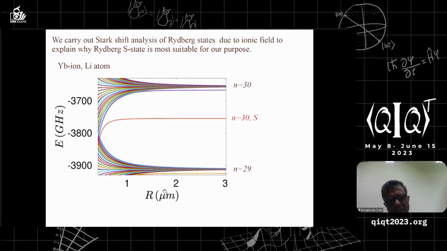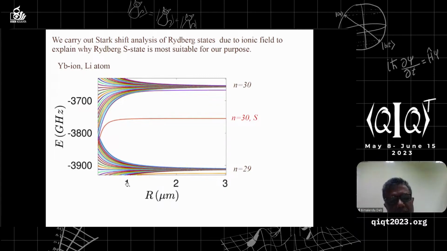So this is the distance between the atom and ion. I mean, electronic state. So this is n equal to 30 and S state, and these are n equal to 30. So these are distances of the order of 3 micron, this atom ion distance. So this S state is separated or distinctly isolated from the other states.